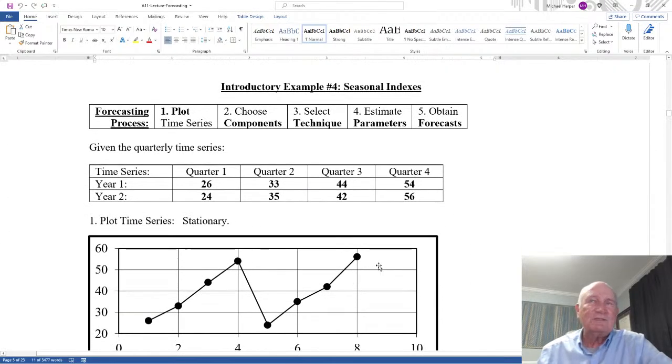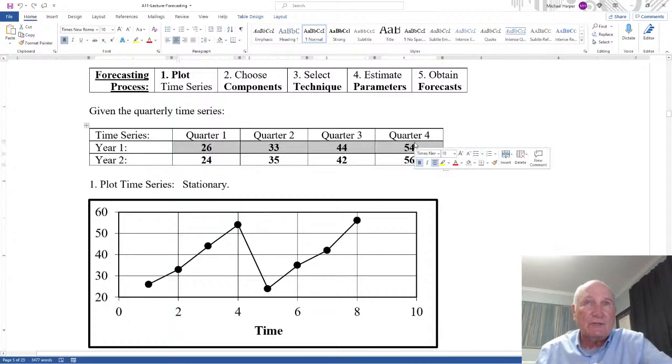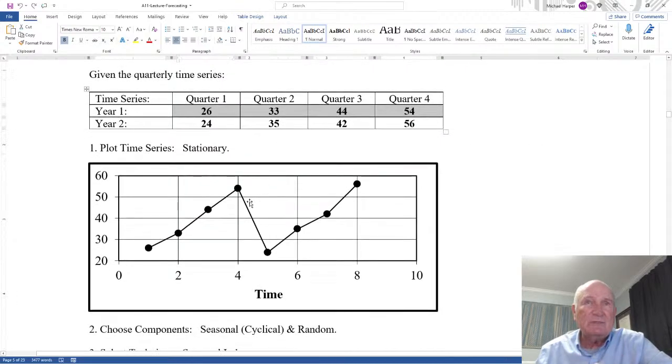Introductory example number 4, seasonal indexes. Again, I plot the time series. Now I have a quarterly time series for 2 years. So every one of these is aggregated over a quarter, and there's 4 quarters in a year. So when I plot this time series, I see that it looks like there's a trend here, but it doesn't keep going. It's not a continuous trend. It goes up, comes back down, and it has the same pattern.